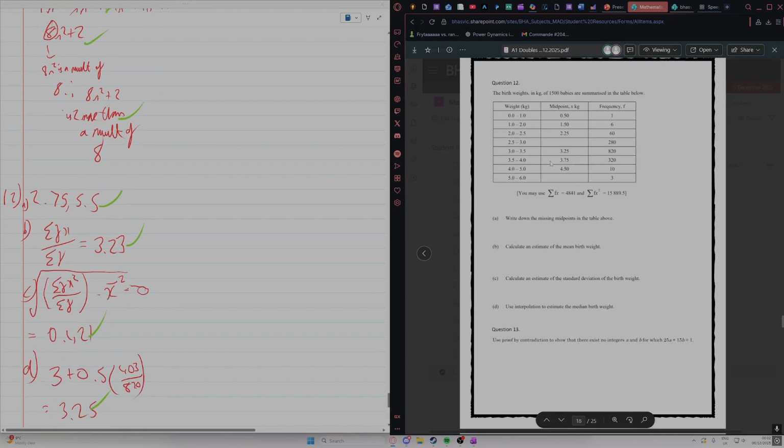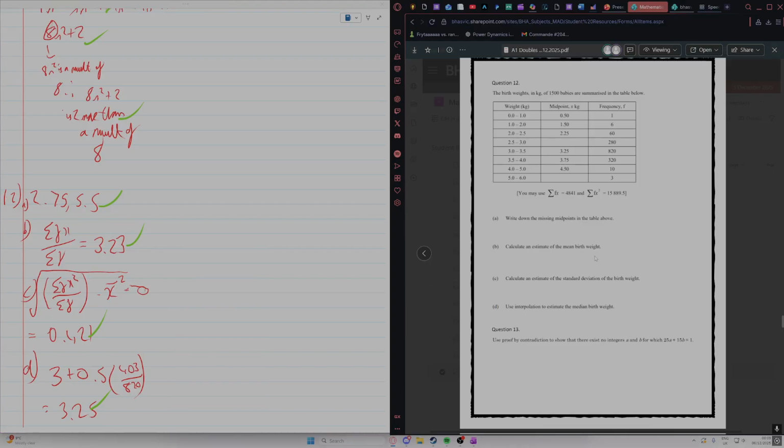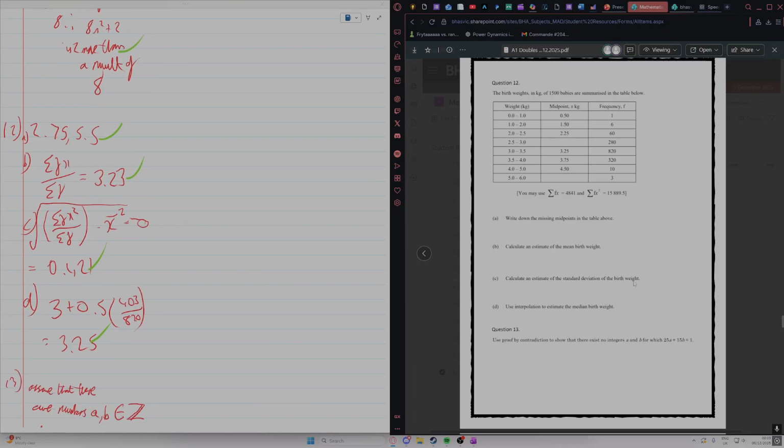Next, more stats. Missing midpoints. This is like primary school level. Mean birth height, just use your calculator, or just actually know you already have the values. You could just find the sum of the frequency, and that will give you basically the mean. Then standard deviation, calculator, formula, whatever you want. Then interpolation. I actually use interpolation here because I need to practice it.